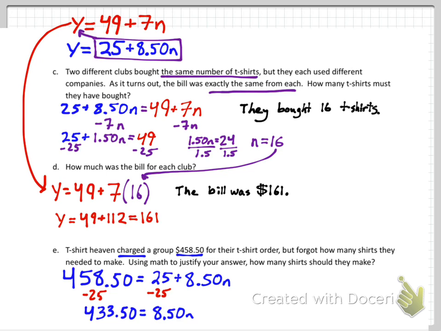Well, subtract 25 from both sides, then divide by 8.50, and we get n equals 51. That means the order was for 51 shirts. They should make 51 shirts.